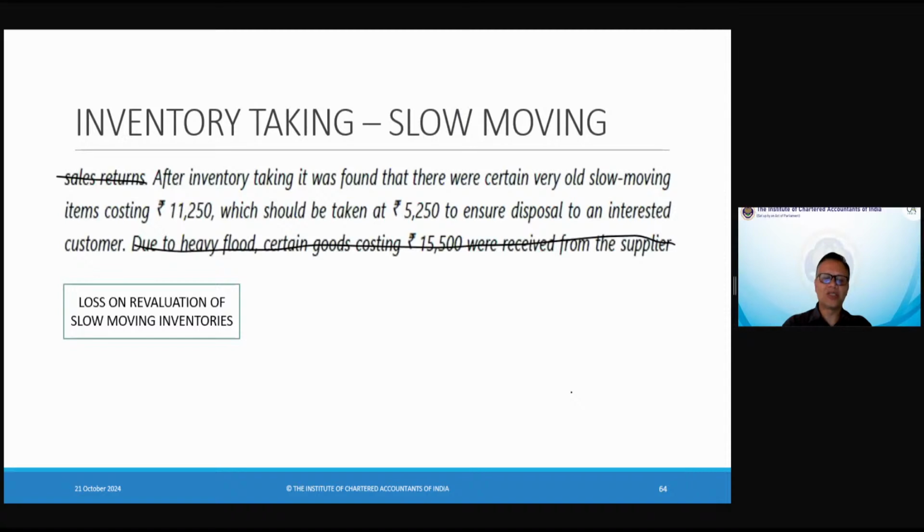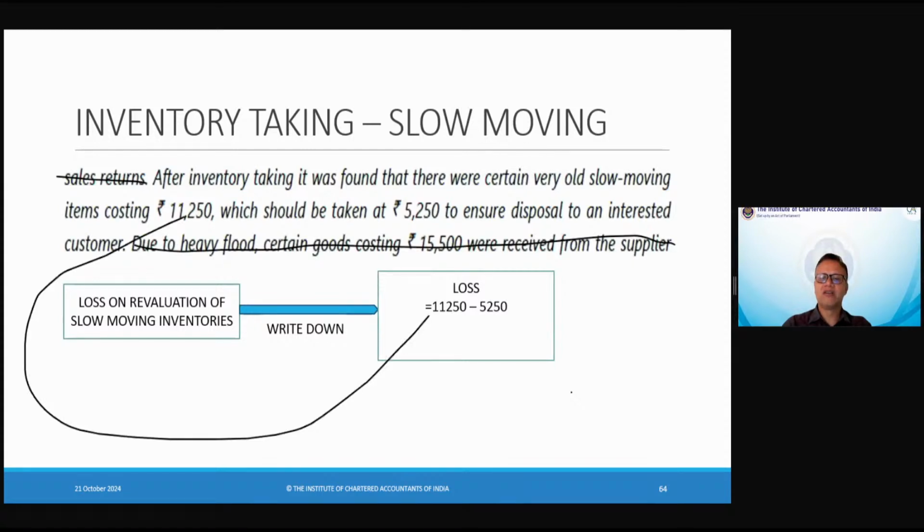So there is a loss on the revaluation of slow moving inventories. So 11,250 minus 5,250. 11,250 is that item which is costing, 5,250 is that customer which is ready to take at that price, and you have a loss of 6,000. Now this loss of 6,000 also has to be taken for adjustment in the inventory calculation.